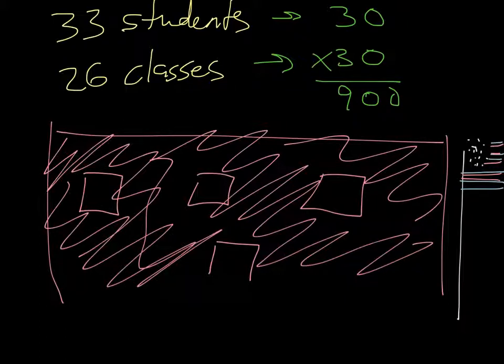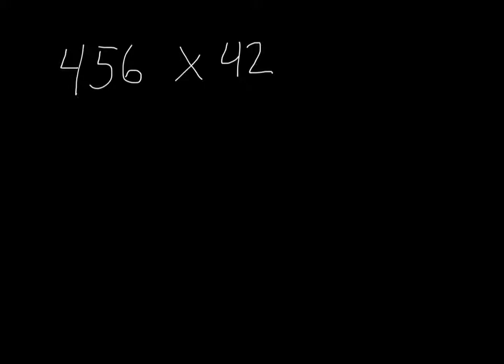Let's look at another problem. 456 times 42. Again, I'm going to look at the greatest place value and say this is the place value that I'm rounding to. Since the 5 in 456, the 56, is greater than the midpoint, I'm going to round 456 to 500. And I'm going to look at 42. I'm going to round to the tens place. The 2 is in the ones place. 2 is below my 5, so I'm going to round to 40.